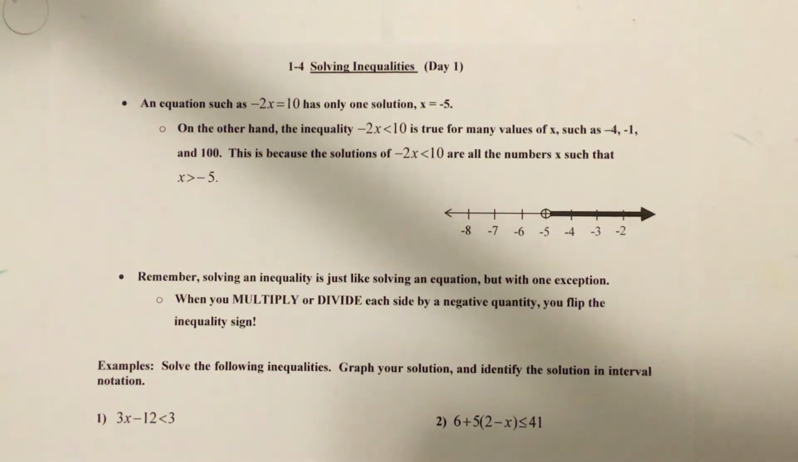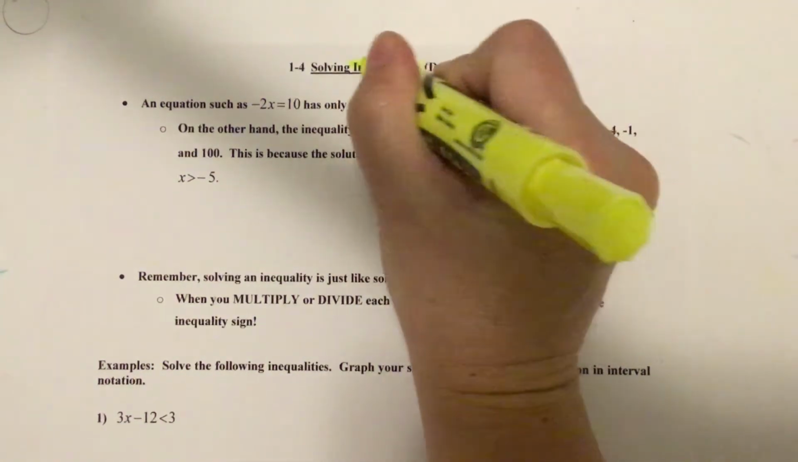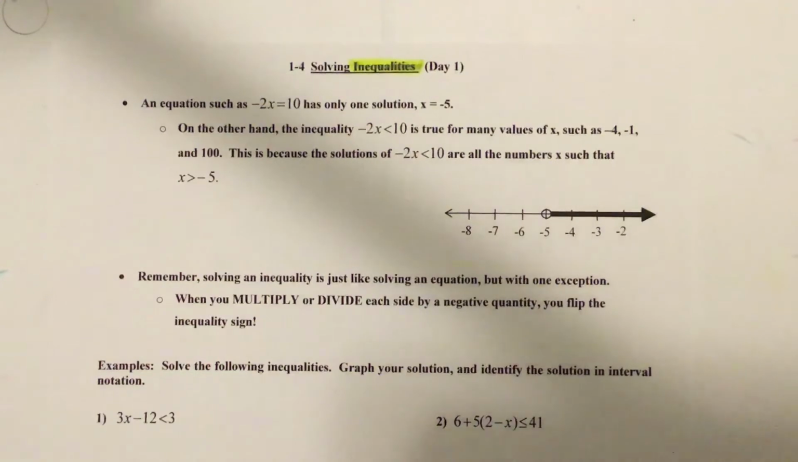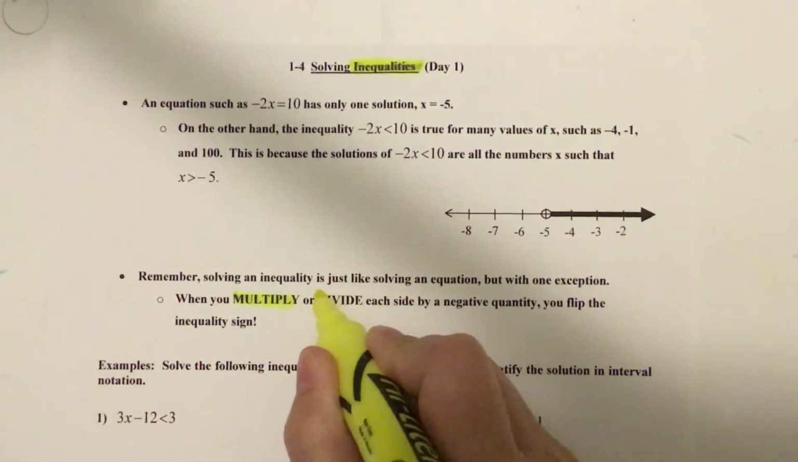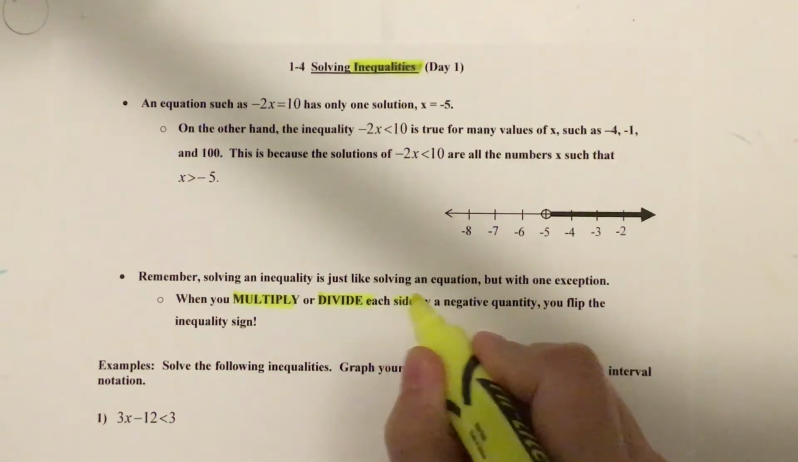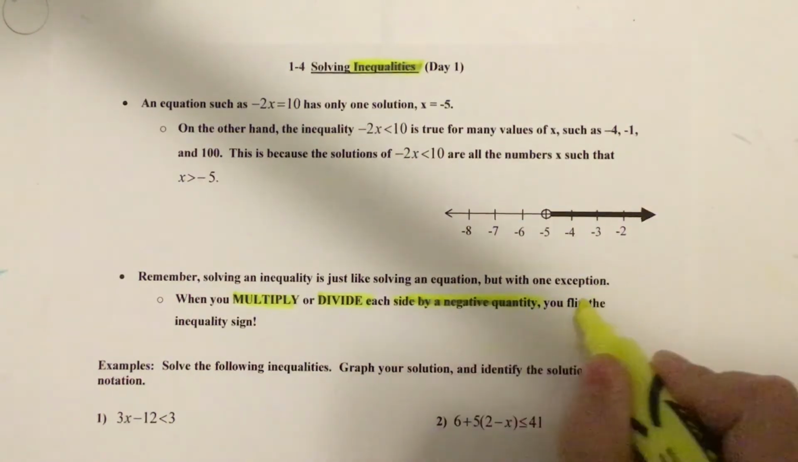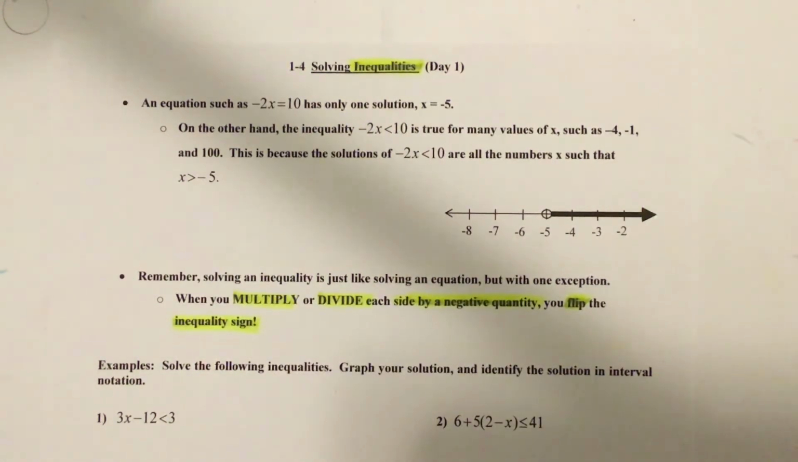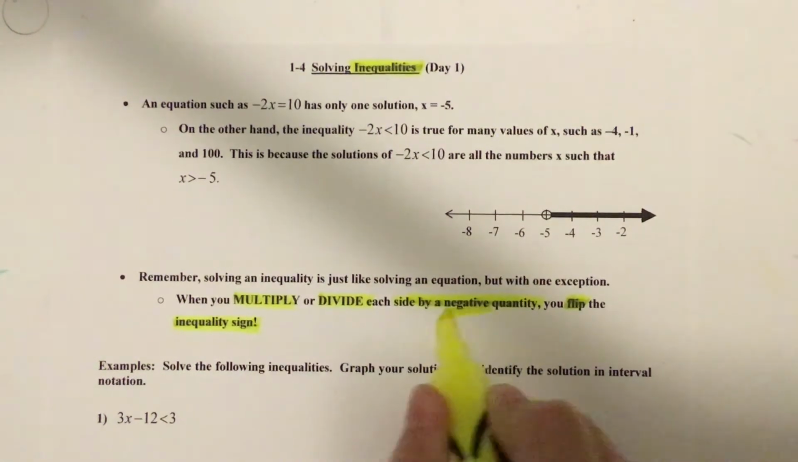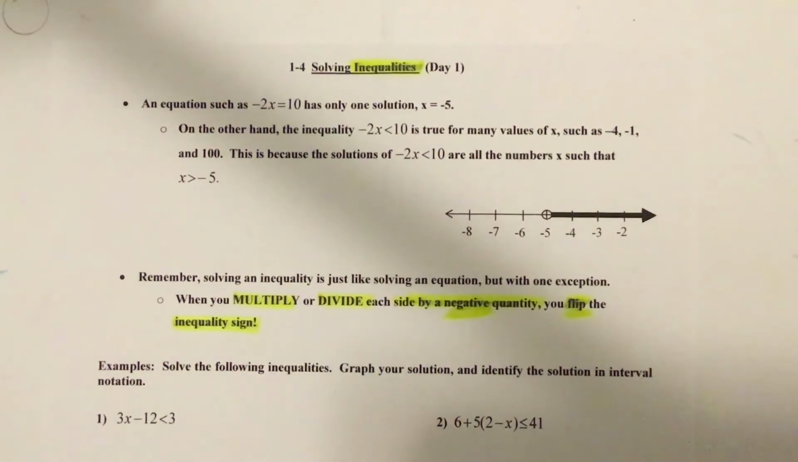Okay, today we are solving inequalities. So remember, inequalities are when you see less than or greater than, less than or equal to, or greater than or equal to. So this is basically just like solving an equation, except one rule. And that rule is that if you multiply or divide each side of your equation by a negative number, you have to flip your inequality sign. So if you multiply or divide by a negative number, you flip the inequality sign.